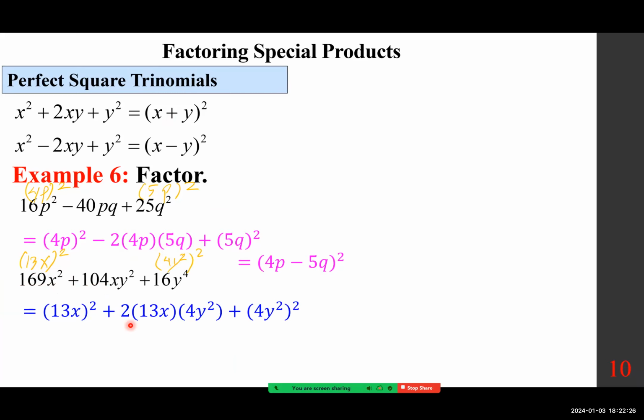Let me use a different color on this number. So this is important to know. We need this 2 or it does not work, everybody. You need this 2 or it does not work. So we're practically done.